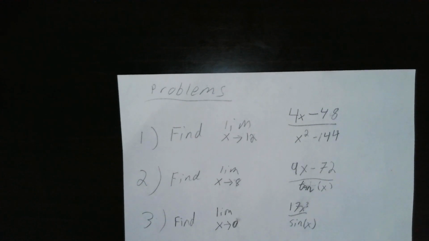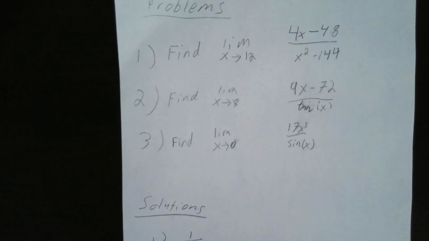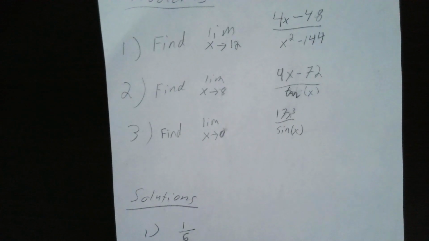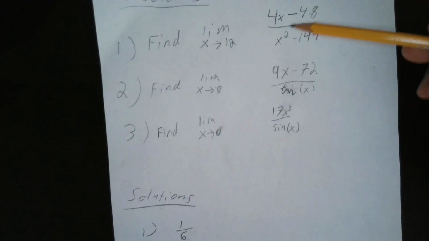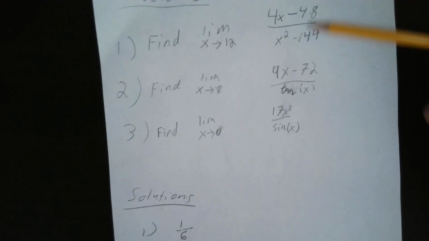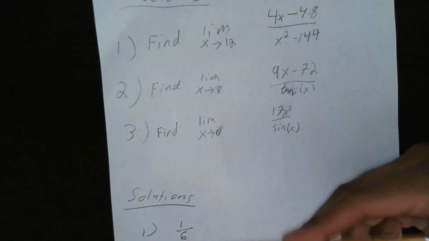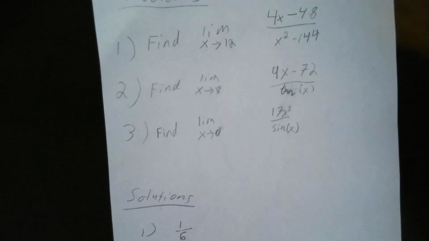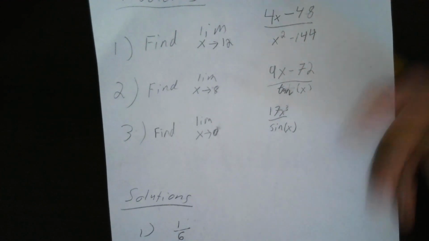Alright, so for the first problem, you get 1/6. The reason is that if you take the derivative of the top and the bottom, you get 4 over 2x, and then if you plug in 12 for x, this is your final answer. You get 4 over 24, and then it simplifies to 1/6.